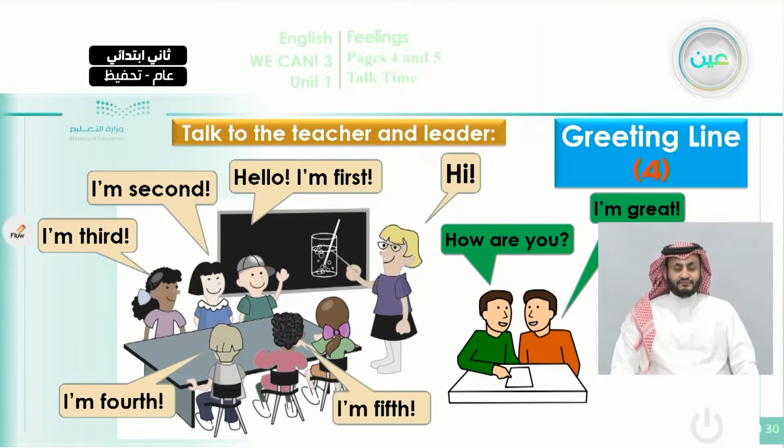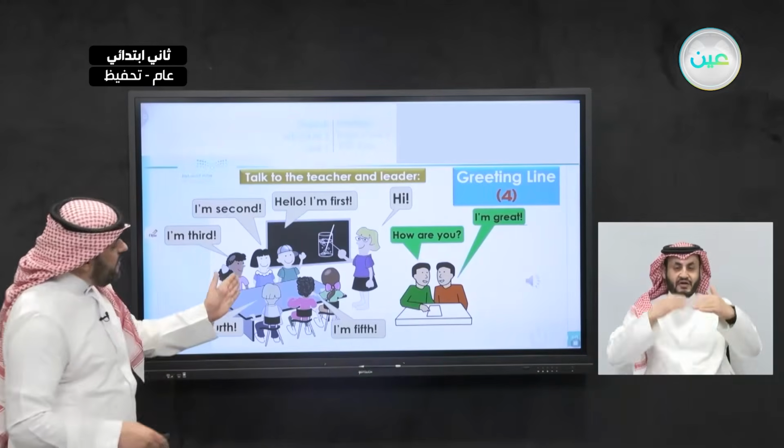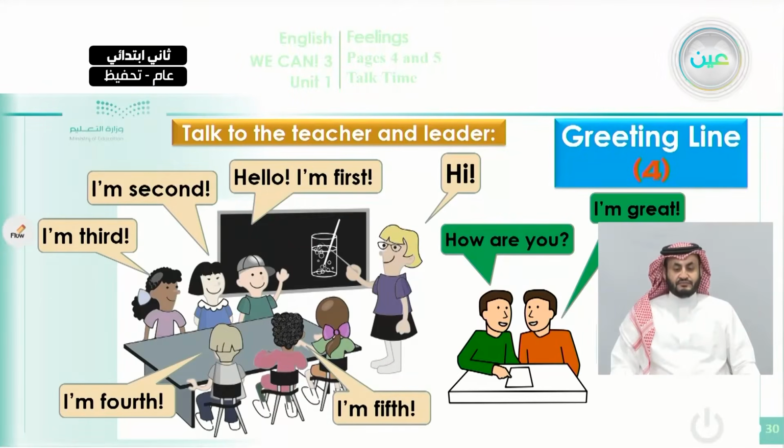Okay, so you see here the teacher is asking the students and they want to answer. The first one says, hello, I am first. That means I am number one. The second says here, I am second. I am number two. I am third, number three. I am fourth, number four. I am fifth, number five. Okay, and in the other part of the classroom, you can see this conversation also took place, because the student is talking to his colleague.